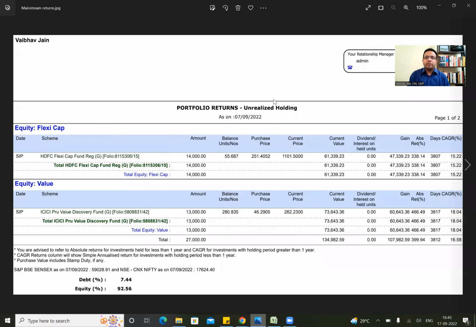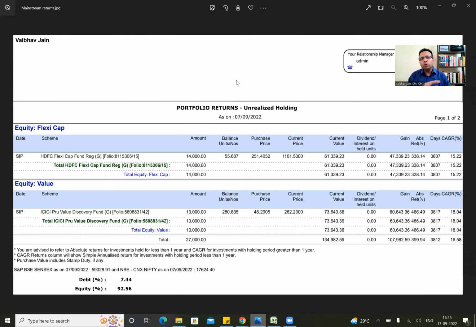Then you come to CAGR, 15.22%. Now CAGR shows you what the investment I did in the first SIP has come to today. If not the first SIP, it might be the last SIP, I don't even know, but it shows me 15.22%. I will see this and become very happy.